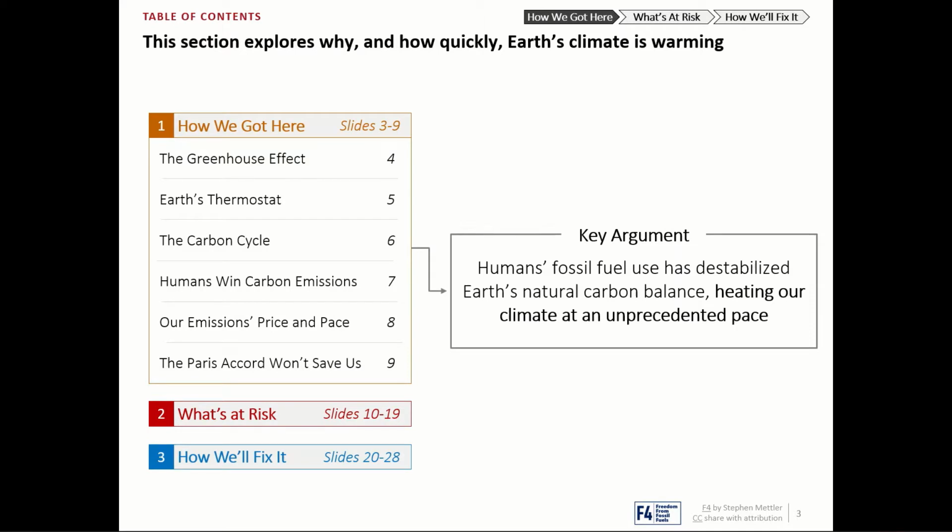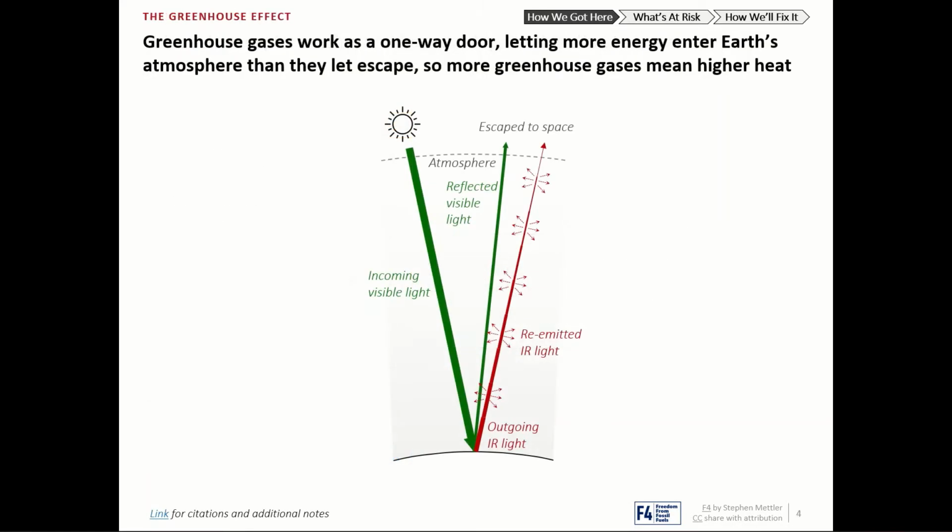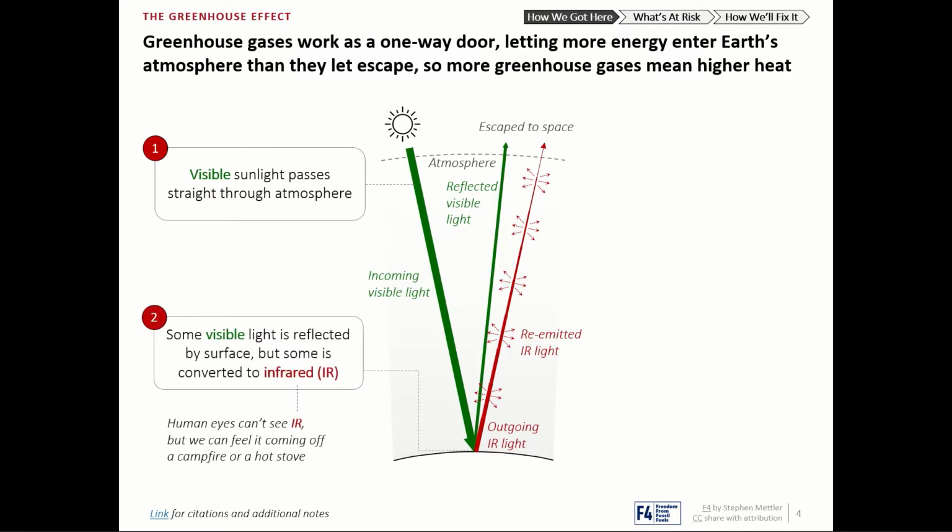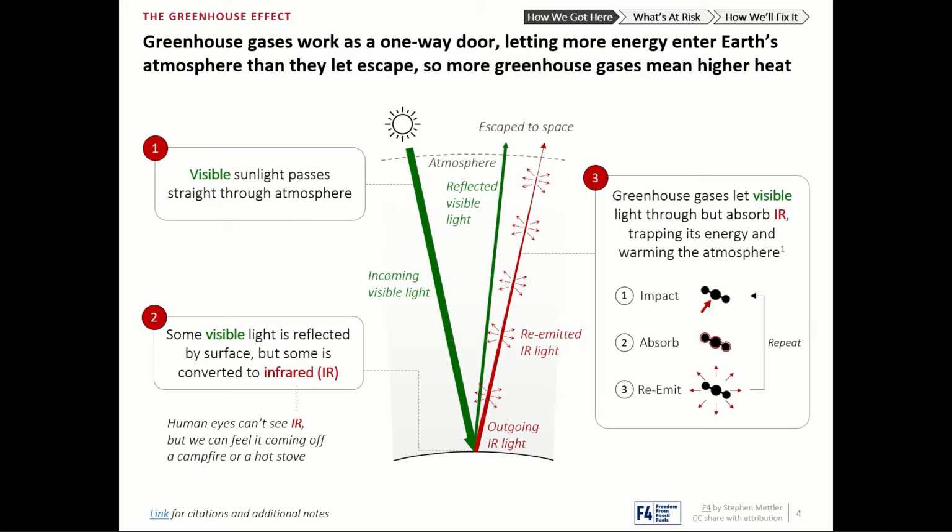This section goes through how climate change works, showing how human fossil fuel use has heated our climate at a pace unprecedented in Earth's history. This is a summary of the greenhouse effect, showing how visible sunlight passes straight through the atmosphere. It does not have interference from any gases. When it hits the surface, some of it is converted into infrared light, which is then captured on its way out by greenhouse gases.